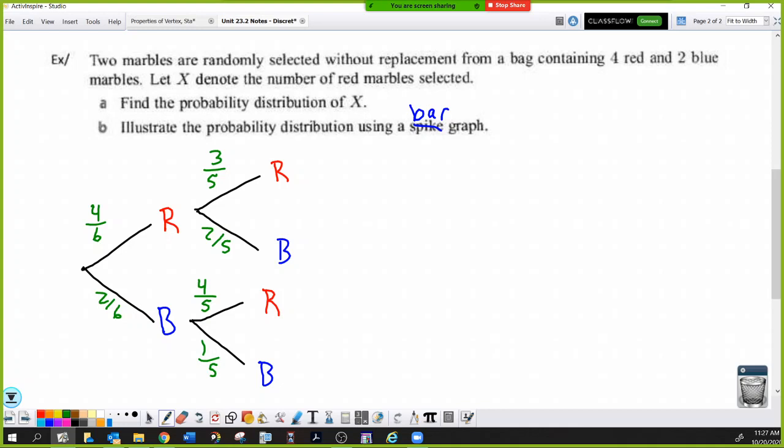So we have 4 different possibilities, but 2 of them are 1 red, because we were told to say that X is the number of red marbles. So X is equal to 0, 1, or 2. These are your only options because you're only pulling 2 marbles.